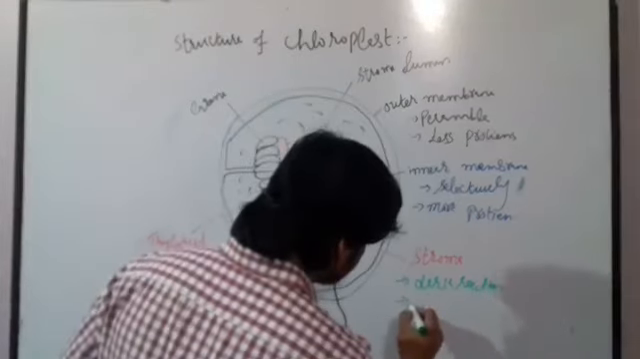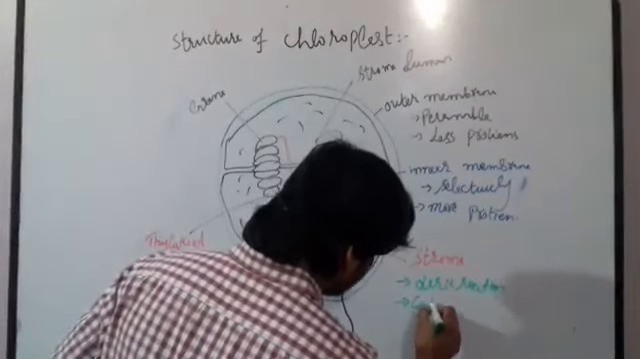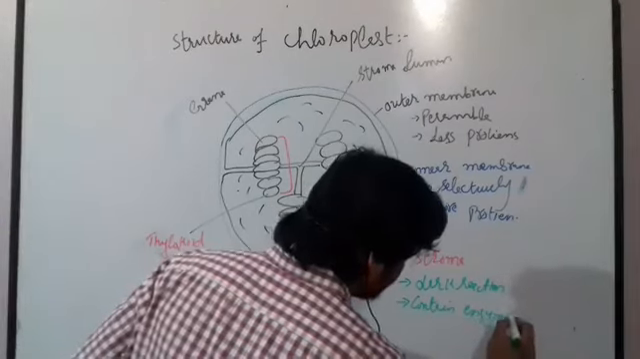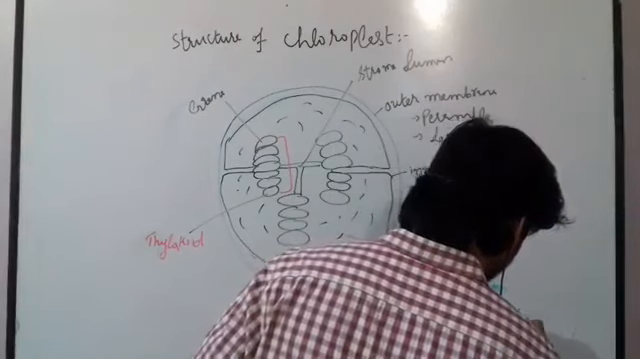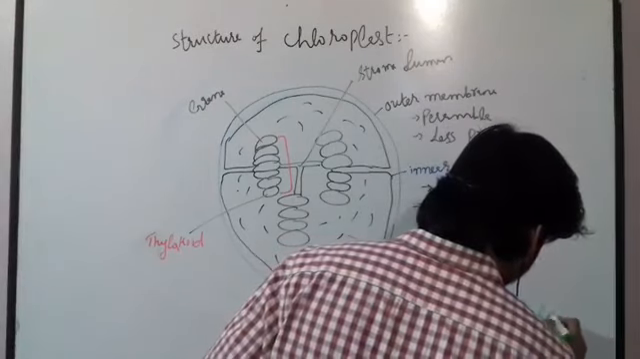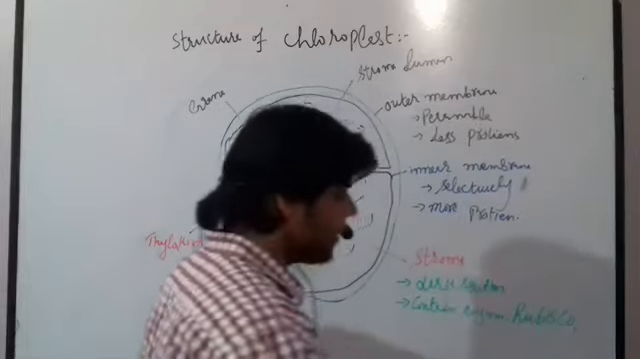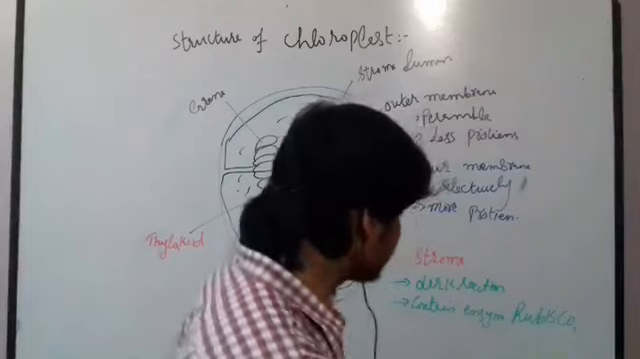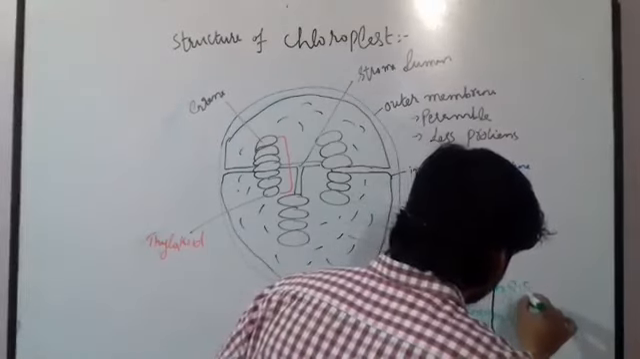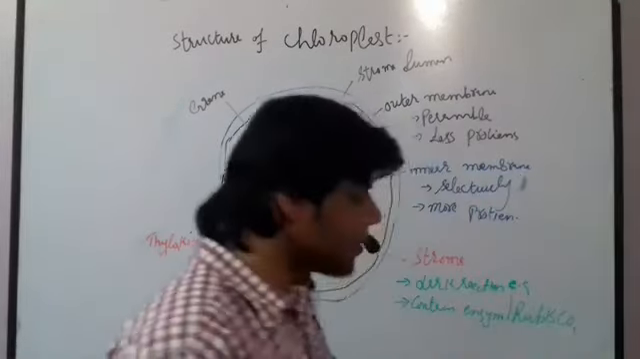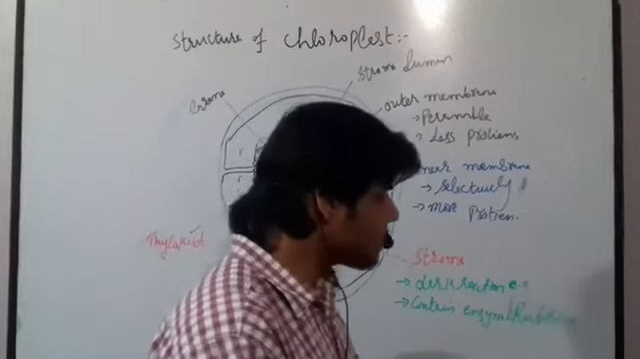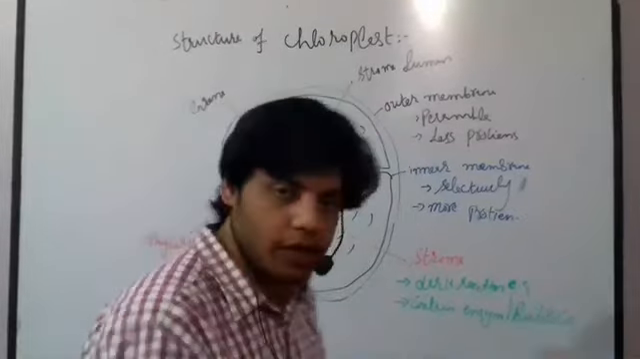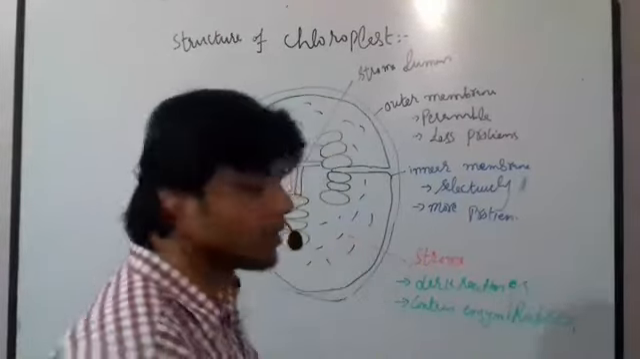They also contain special kinds of enzymes, for example, Rubisco. Let me write Rubisco, meaning ribulose bisphosphate carboxylase. So they have an enzyme we call Rubisco, meaning ribulose bisphosphate carboxylase. Now this enzyme is actually responsible for the dark reaction. That's why the dark reaction is present in the stroma.